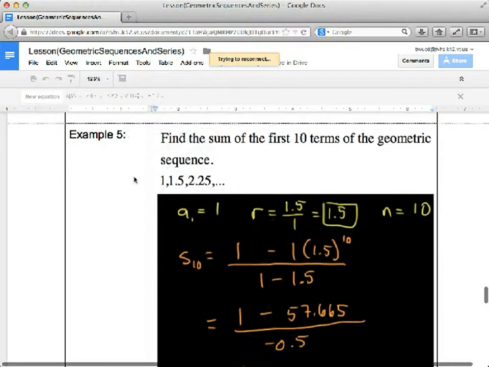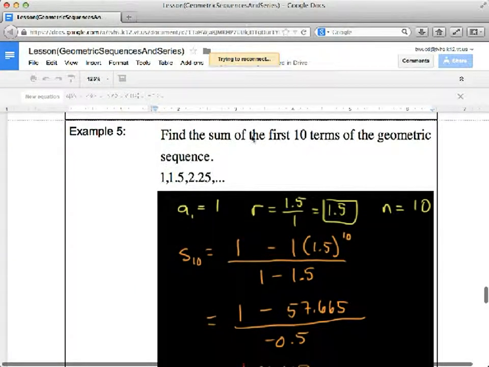So, if I want the sum of the first 10 terms of a list that's geometric, here's my list: 1, then 1.5, then 2.25. So, I know the first term. I was able to calculate R using the division of any two consecutive terms. So 1.5 divided by 1, or 2.25 divided by 1.5, also would have given me the same answer. And then I know that n is equal to 10. And for my formula, I'm trying to find the sum of the first 10 terms.